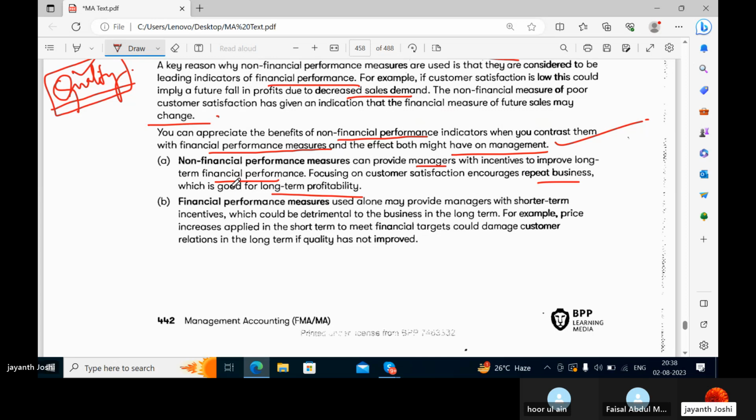That business will repeat and that will lead to long-term profitability, and that can give good incentives to the managers of the company as well. Financial performance measures used alone may provide managers with short-term incentives. See, every company's management will look for long-term profits. They are not satisfied with short-term profits. They don't look for short-term incentives.